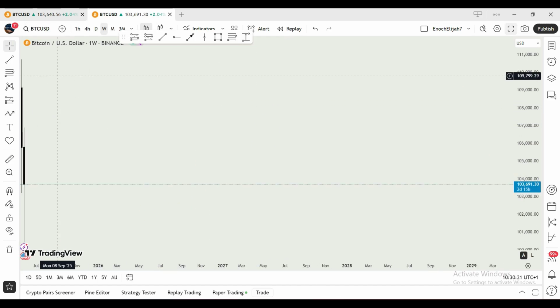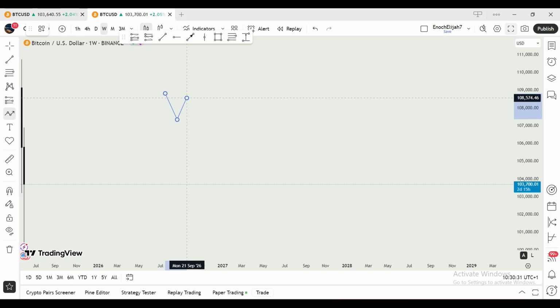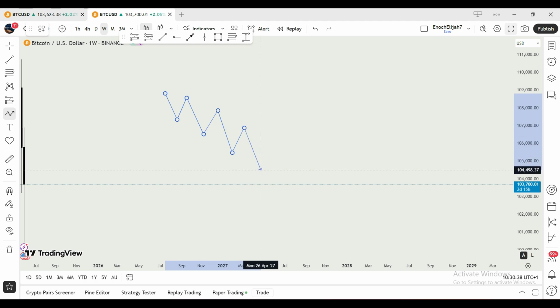Now, another time again, price moves forming lower lows and lower highs. That's a bearish market. Low, lower high, lower low, lower high, lower low, lower high, lower low, lower high, lower low, lower high.